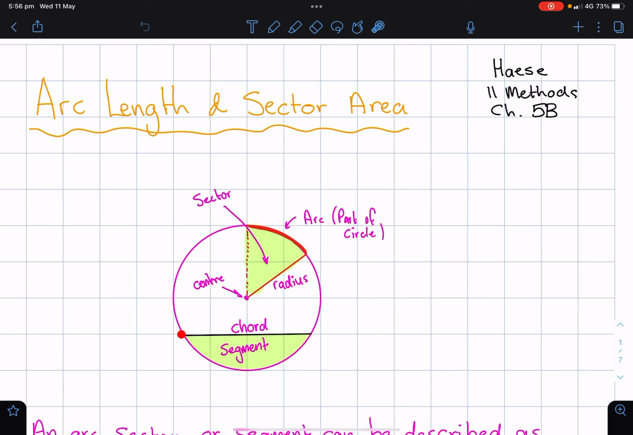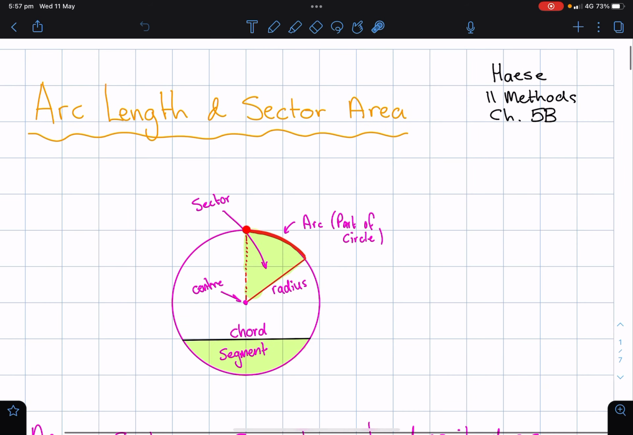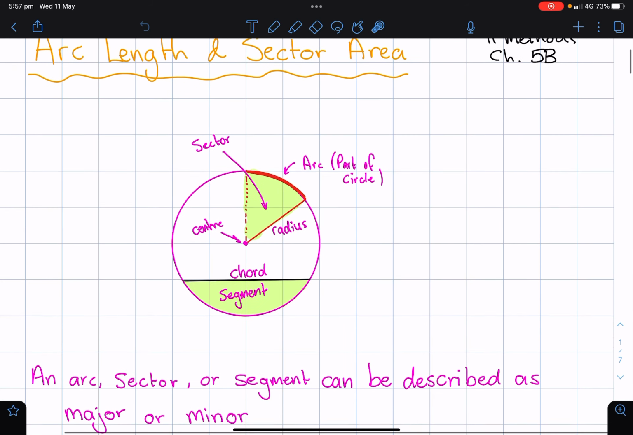A chord is any line that touches each edge of the circle that doesn't pass through the center, otherwise that would be the diameter. The area that this chord chops off from our circle or separates from our circle we call a segment. And then our sector is the area that looks like this. Okay, so it's formed by two radii and the arc length. Okay, so we have the arc, two radii, and then the sector is in between.